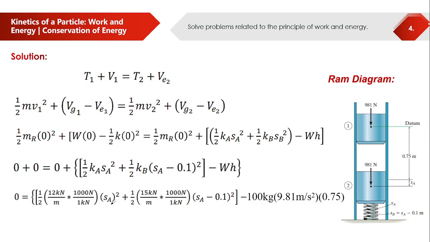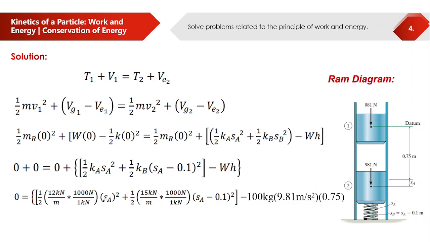What is the displacement of A? That will be S sub A, right? So that will be 1/2 times 12 kilonewton, this is K, the stiffness. Convert it to Newton to make the units uniform, times S sub A squared. This is the final position of A, because this is the displacement of the spring when the ram is in contact with the spring. The ram is heavy, so we expect the spring to be compressed.